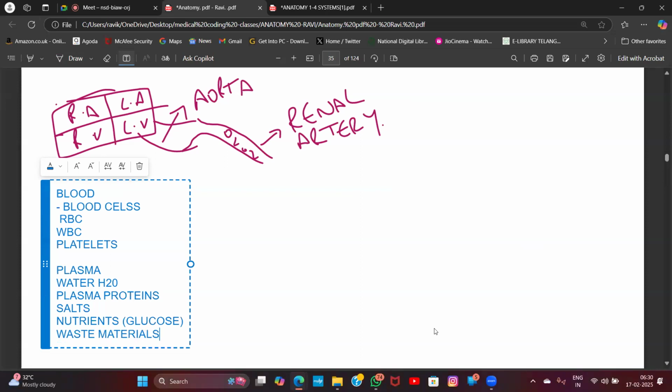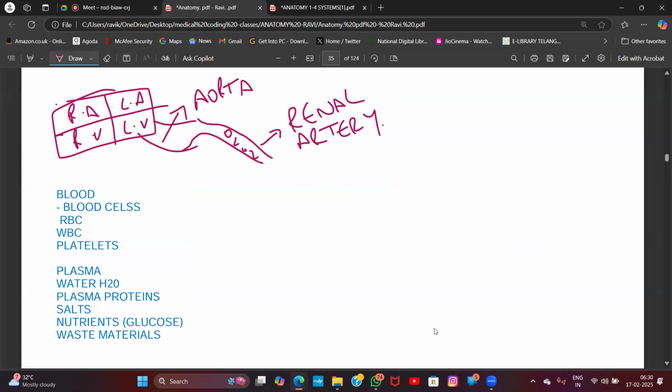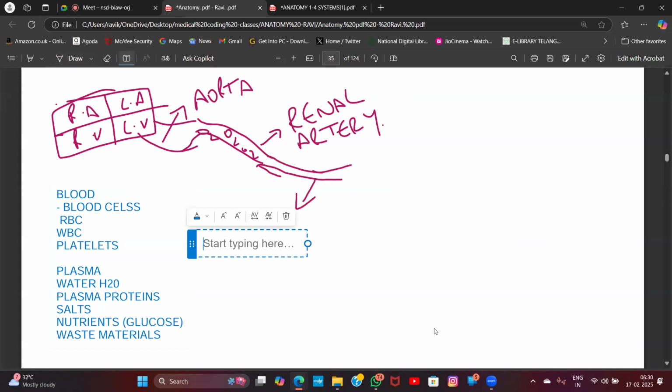Waste material. These are all the contents present inside the blood. In the bloodstream, the renal artery receives this blood, and from the renal artery it goes to the kidney. In the kidney, the smallest artery which carries this blood is called the afferent arteriole.